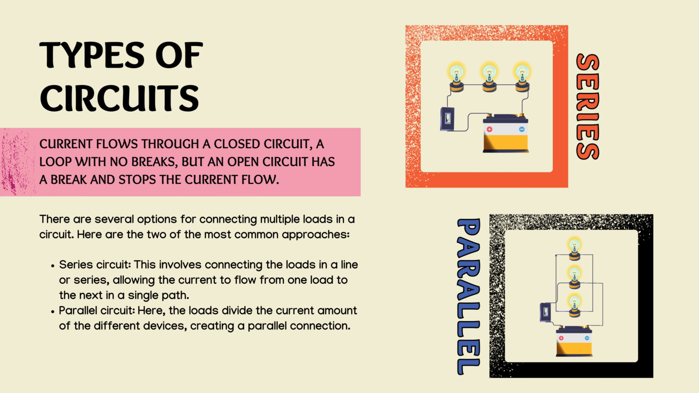Types of circuits. There are several options for connecting multiple loads in a circuit. Here are the two of the most common approaches. Series circuit. This involves connecting the loads in a line or series, allowing the current to flow from one load to the next in a single path. Parallel circuit. Here, the loads divide the current amount of the different devices, creating a parallel connection.